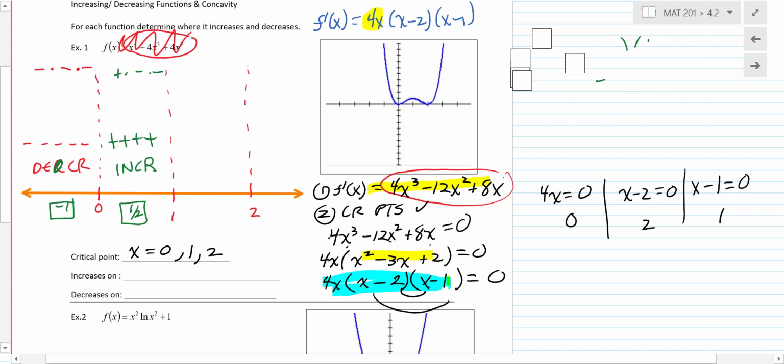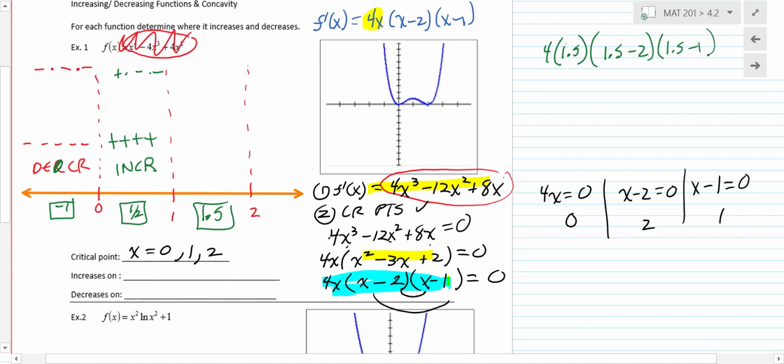All right, let's move on to the next piece. Let's say 1.5. You can use a decimal if you want to. Then it's the same thing. You're going to do 4 times 1.5, 1.5 minus 2, and then 1.5 minus 1. Any of that you can do in your head, just do it in your head. What you have here is a positive, a negative, and a positive. So that's a negative result, which means you're back to decreasing again.